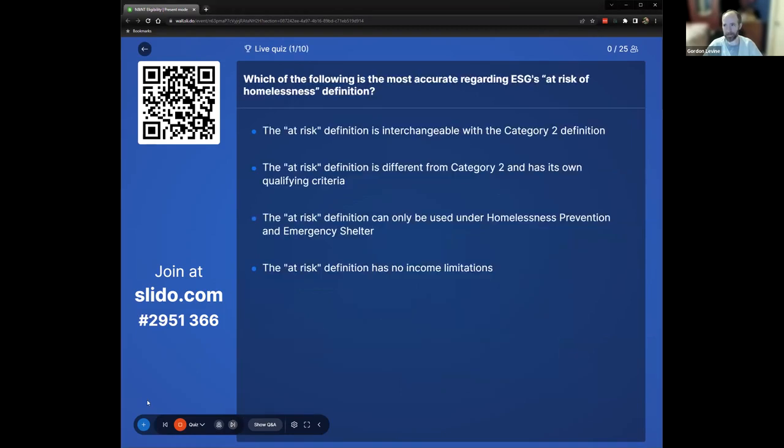Let's go ahead and start the quiz. No time limit on it. We'll just cut it when we've had a little banter and take about a minute. Which of the following is the most accurate regarding ESG's at-risk of homelessness definition? Is it interchangeable with the category two definition, different from category two and has its own qualifying criteria, can only be used under homelessness prevention and emergency shelter, or has no income limitations?